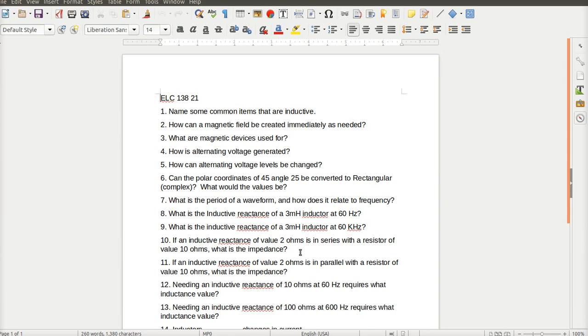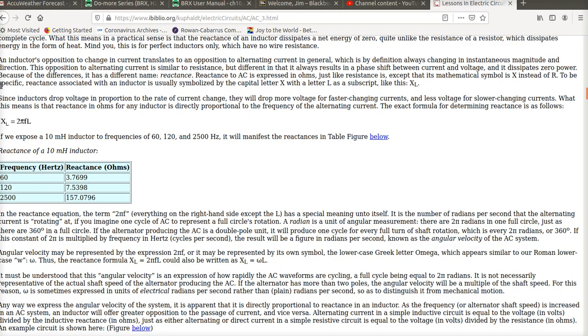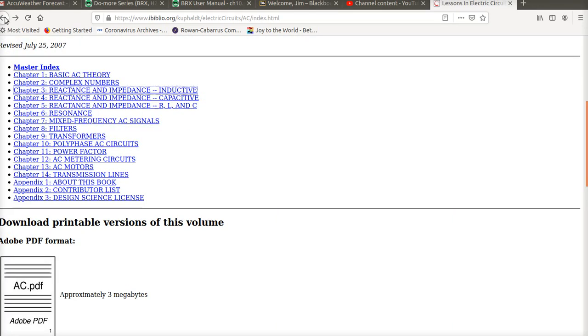Okay. Now we're getting into the impedance, and I know he discusses it, and I'm just not 100% sure where. Yeah, reactance and impedance.